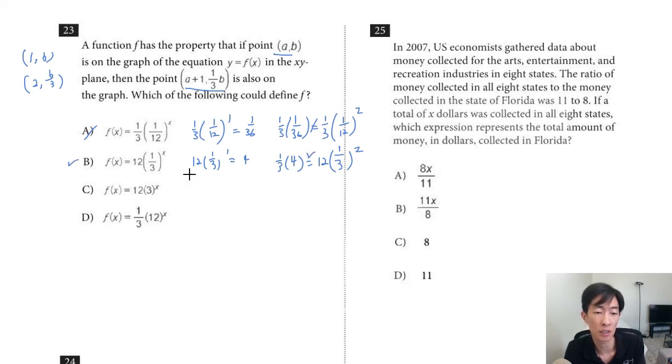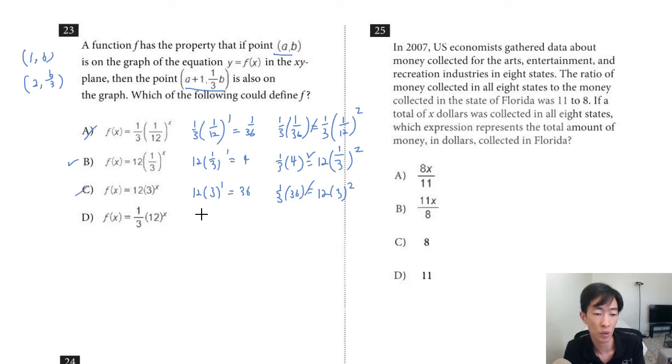Let's just check C and D. 12 times 3 to the 1 equals 36. And now the second situation, 1/3 of 36. Is that equal to 12 times 3 squared? Clearly not, because 12 times 9 is 70 or 80. What is 12 times 9? 120 minus 12, 108. So that's not the same as 1/3 of 36. So that's not equal to each other.